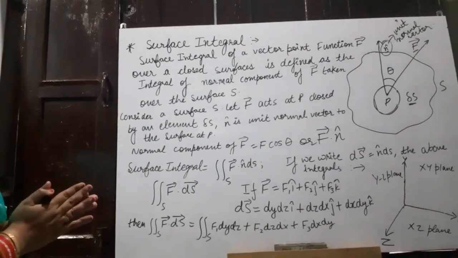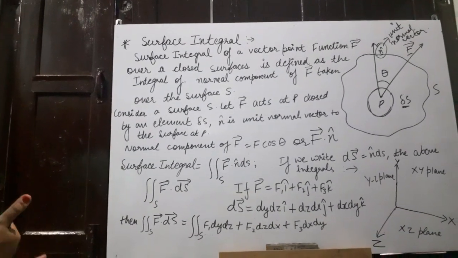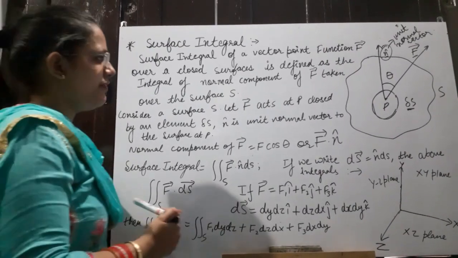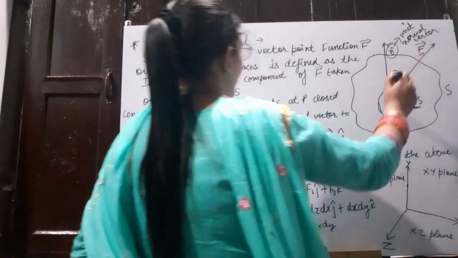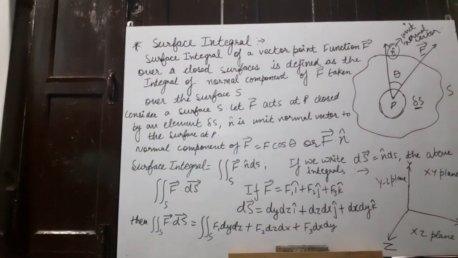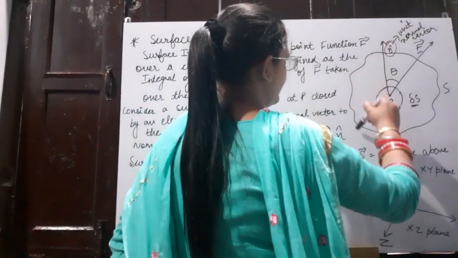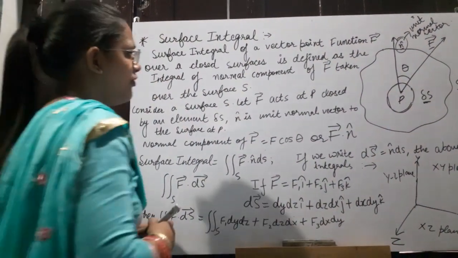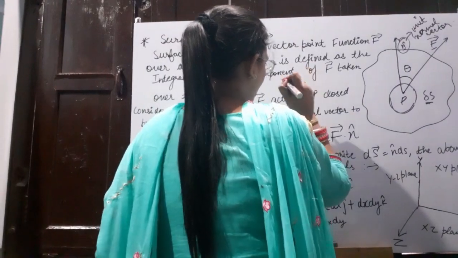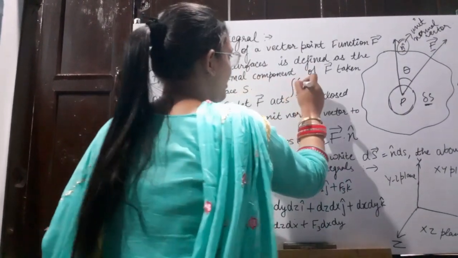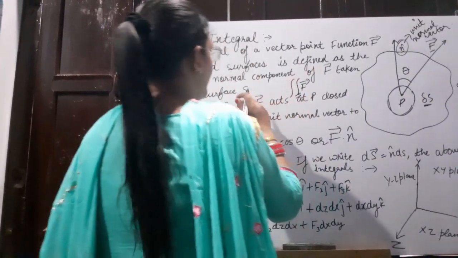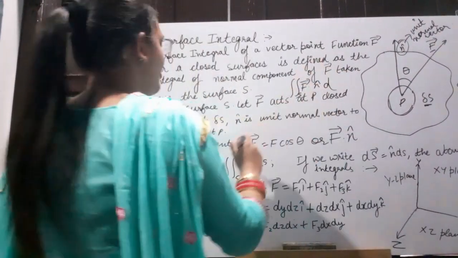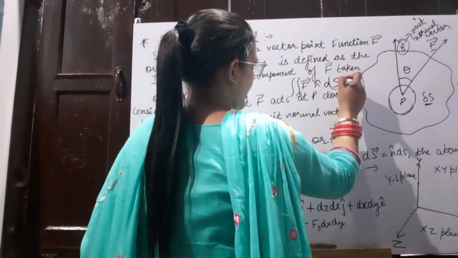This is the surface integral. What is surface integral? Surface integral of a vector point function f over a closed surface is defined as the integral of the normal component of f taken over the surface S.